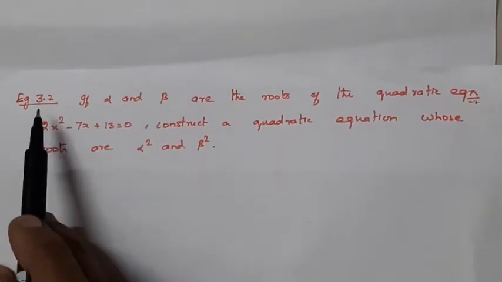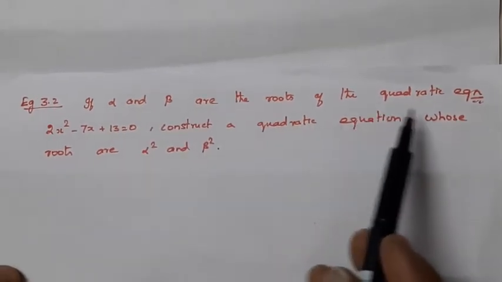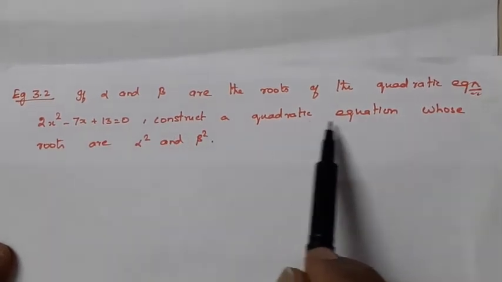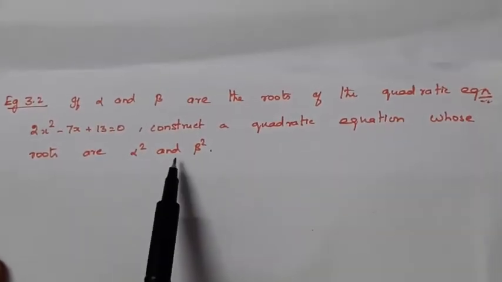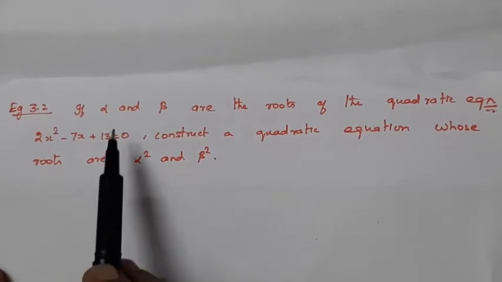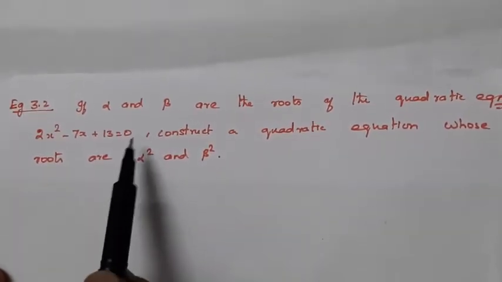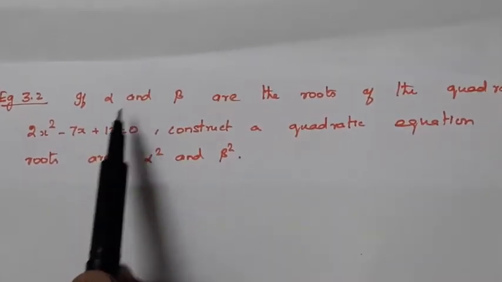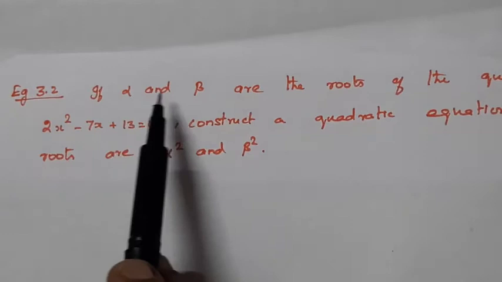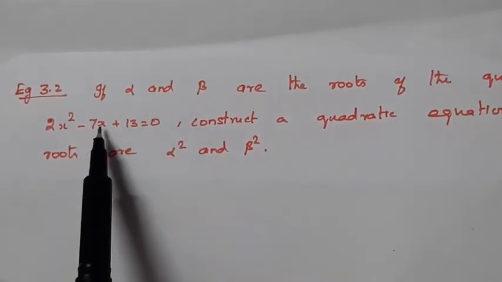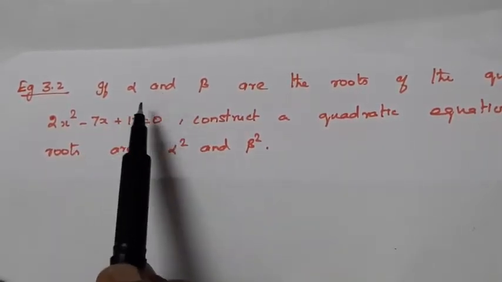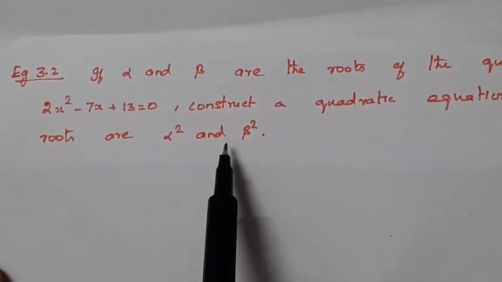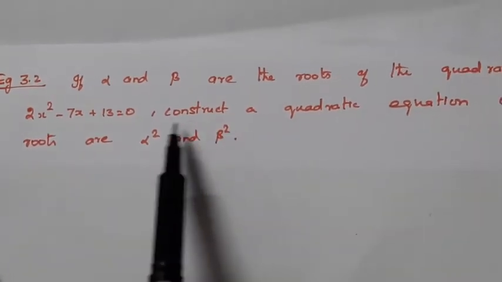Next example 3.2. If alpha and beta are the roots of the quadratic equation 2x squared minus 7x plus 13 is equal to 0, construct a quadratic equation whose roots are alpha squared and beta squared. This is just similar to the previous example. Okay. So first of all, instead of finding alpha and beta, using the relation between the coefficients and the roots, let us find out what is alpha plus beta and alpha beta from the given quadratic equation. Then using that value, we can find out what is alpha squared plus beta squared and alpha squared beta squared to get the quadratic equation for these roots.